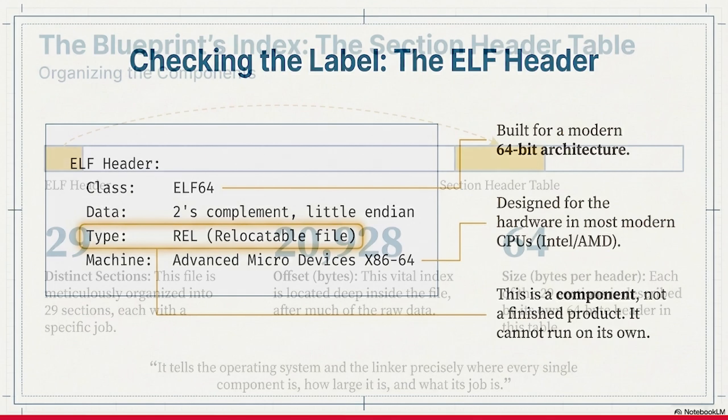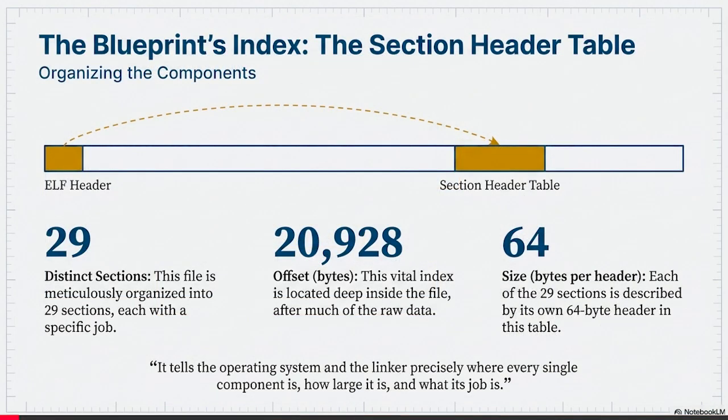Right. Okay, so we've confirmed the label on the box. Now let's look inside at the sheer scale of the organization here. I was genuinely surprised by how meticulously this is all organized. Even for what I assume is a tiny program, it's divided into 29 distinct sections. That organization is completely non-negotiable in modern compilation. If the ELF header is the label on the box, then the section header table is the complete table of contents. It's the blueprint's index.